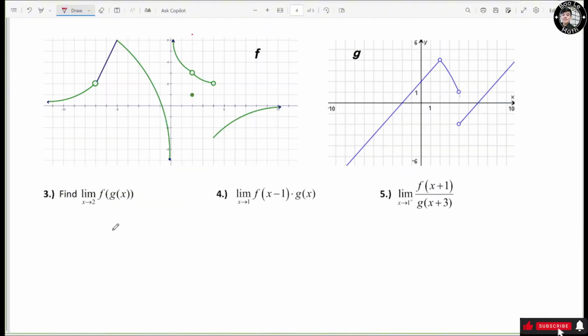Now let's move on to question 3. Limit of the function f of g of s when s approaches 2. So we're going to let u be g of s. Then we need to calculate the limit of the function g of s when s approaches 2. So 2 is right here, the function g is right here. And you see that the function is discontinuous at s equals 2.